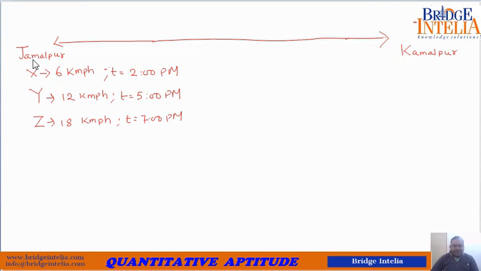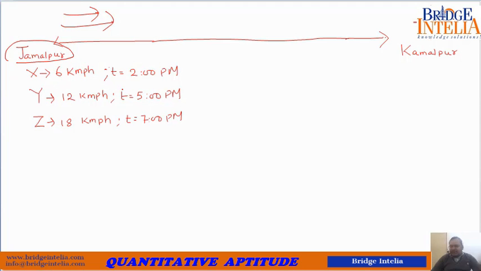You have understood that three people are mentioned, X, Y, and Z. Their speeds are given: 6, 12, and 18 kmph. It is also given that they start from the same city, Jamalpur, in the same direction. All three would be traveling towards Kamalpur, but they start their journey at different times.